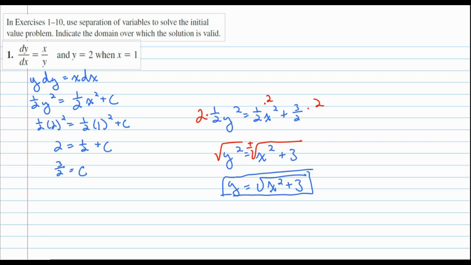Now, as far as the domain is concerned, I know you can't take the square root of negatives, but any negative plugged in is going to get squared first and then turned into a positive value. So in this case, the domain is all real numbers.